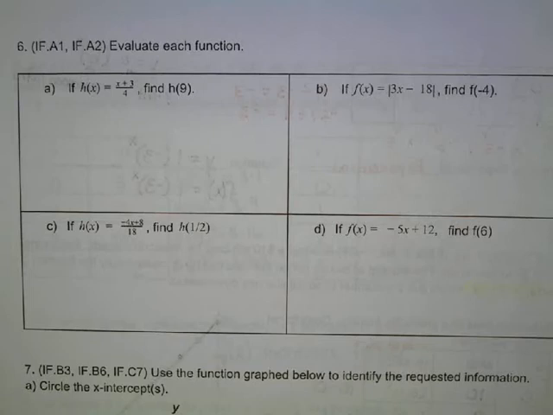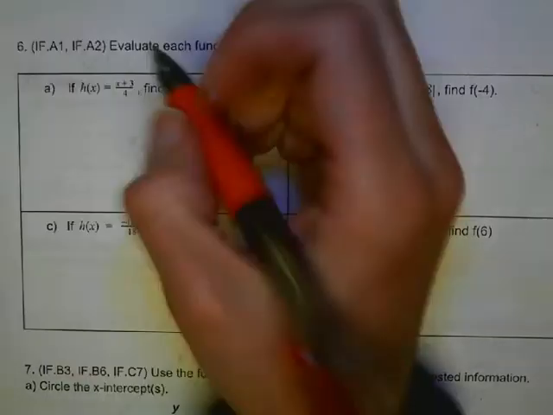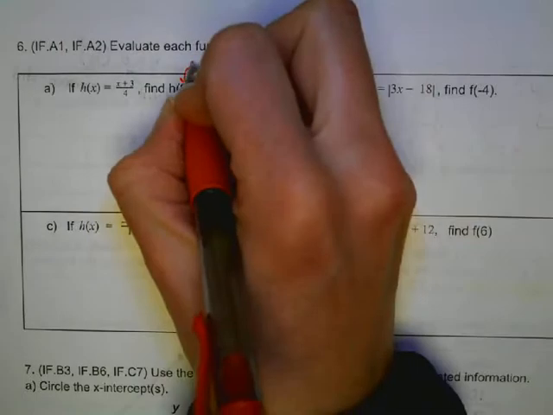Okay, we are looking at the Unit 3 study guide for Algebra 1. We're on page 4 now. How to evaluate a function. To evaluate a function, they're going to give you a number in the parentheses, and that represents the x.